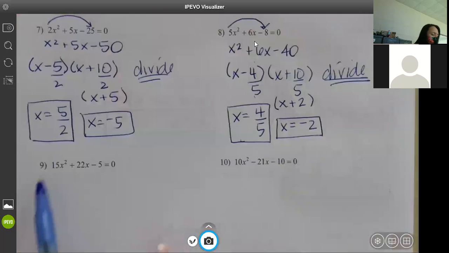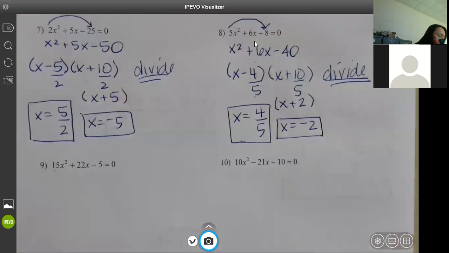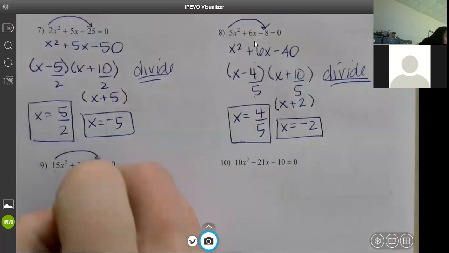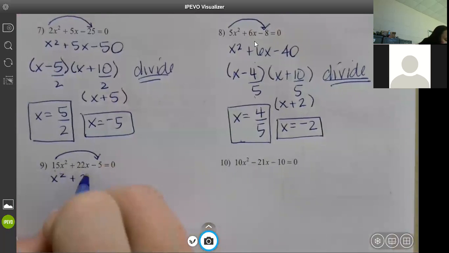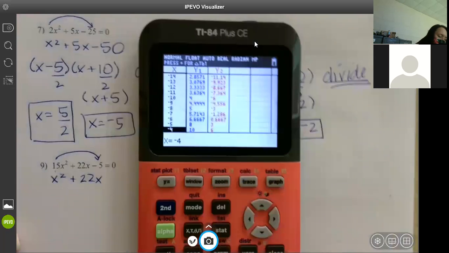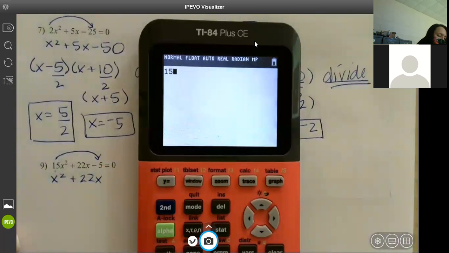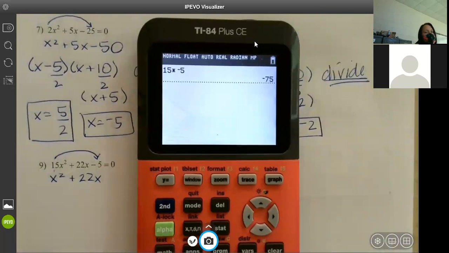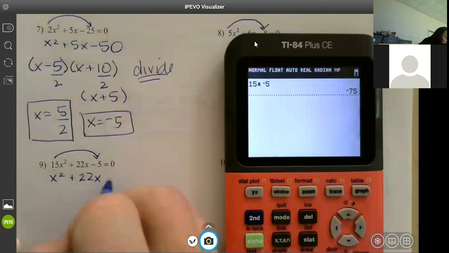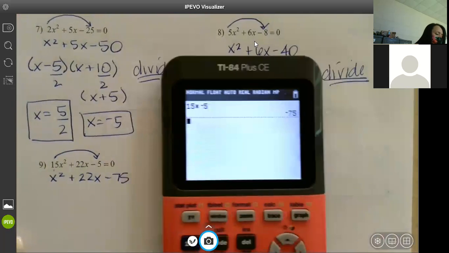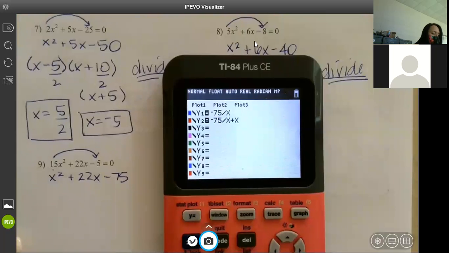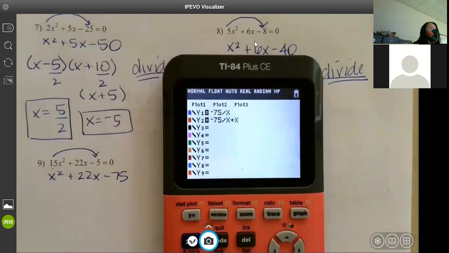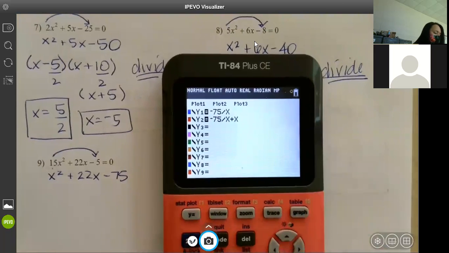If we look at the next one, 15, 22, and 5 do not have a GCF. They just get bigger numbers. That's all. X squared plus 22x. If you don't know what 15 times negative 5 is, and sometimes, again, like I said, I get a little lazy and I just put it in so I don't have to do it in my head, it is negative 75. I don't really know my factors of negative 75 other than 25 and 3, but that's going to work in this case. It's really weird, but we're going to check it out.